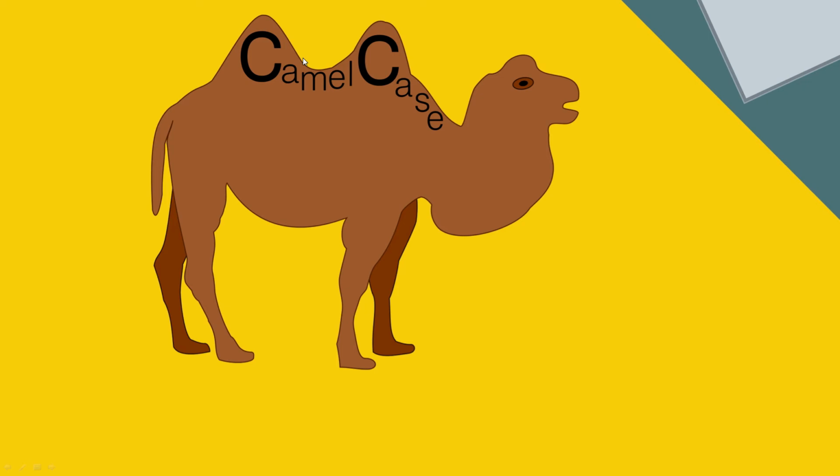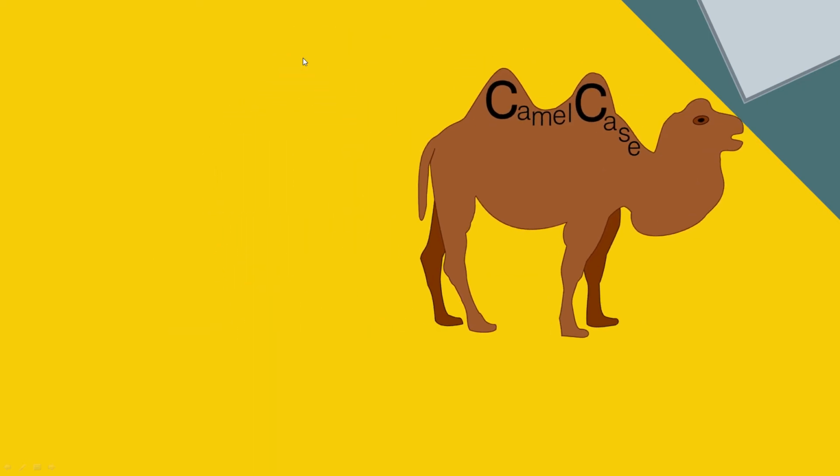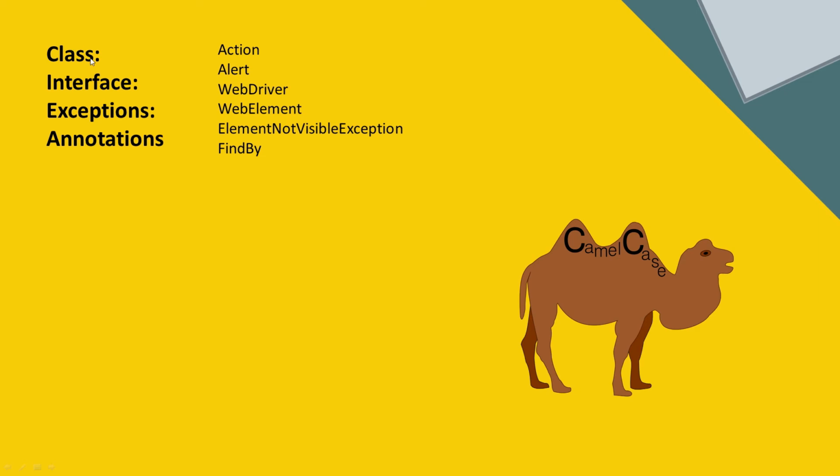Next is Pascal case. Pascal case is otherwise known as upper camel case. Here we consider a camel with two humps. All the classes, interfaces, exceptions, and annotations follow Pascal case or upper camel case. That means the first letter of each word will be in caps to show the separation between them. Unlike in camel case, where the first letter of the first word was in small case and the rest were in capital, here the first letter of each word will be in capital.